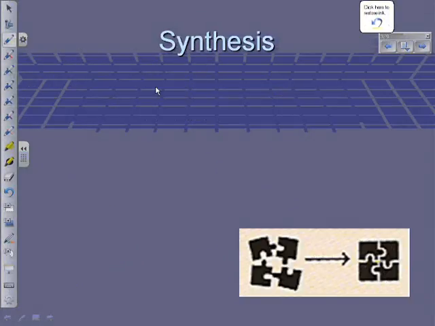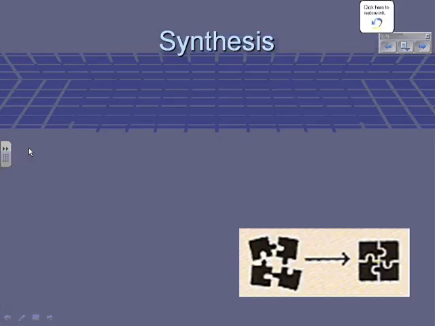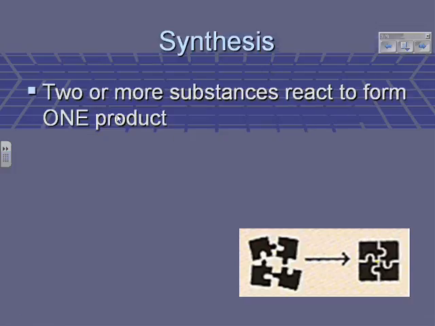Okay? Next, synthesis reaction. Because most of you are familiar with the English language, you know what synthesis means. It means putting stuff together or making things. And that's generally what we talk about with a synthesis reaction as well. First, two or more substances react to form one product. So just like the picture is suggesting, we're taking simple things like pieces of a puzzle and putting them together to make something more complex, like the finished puzzle.